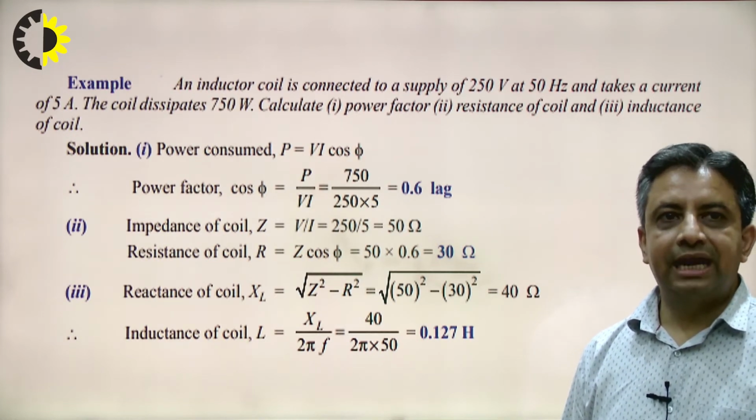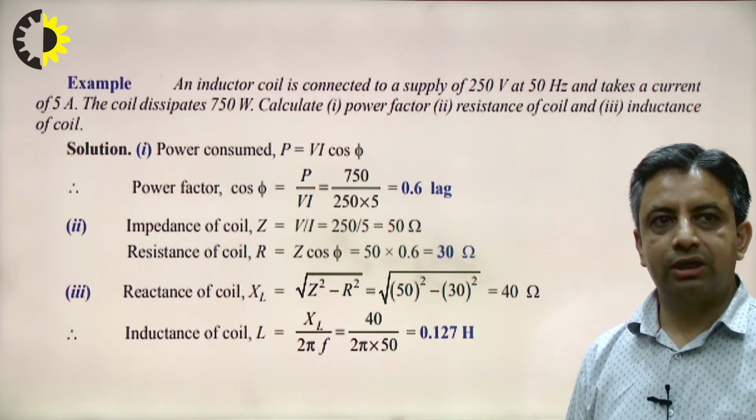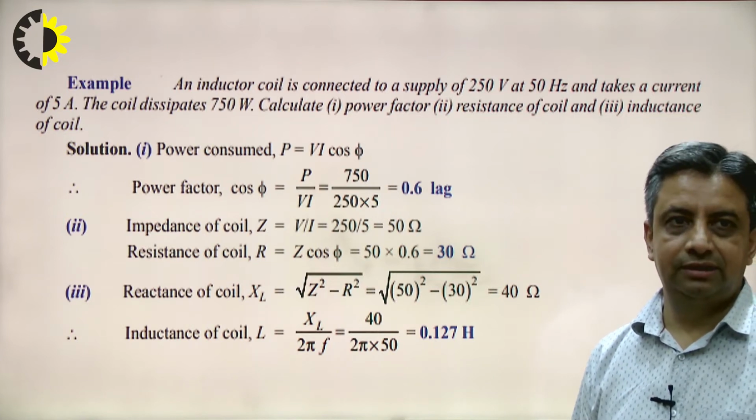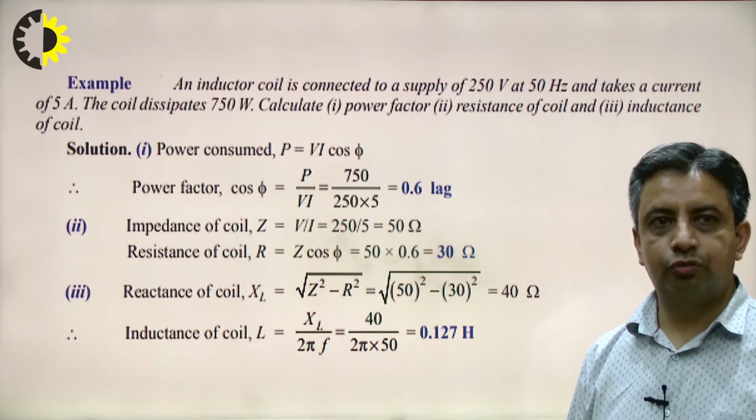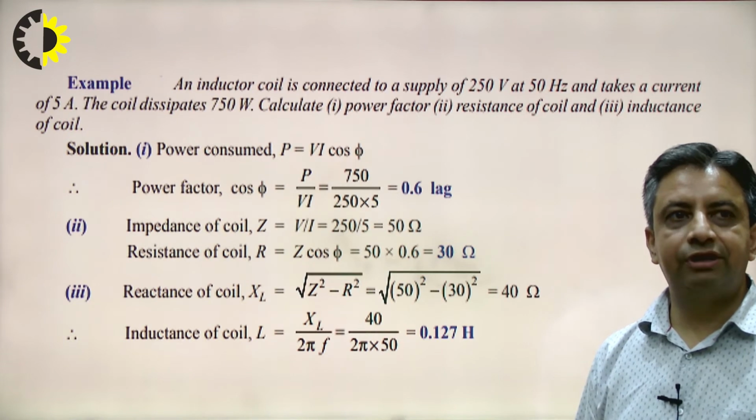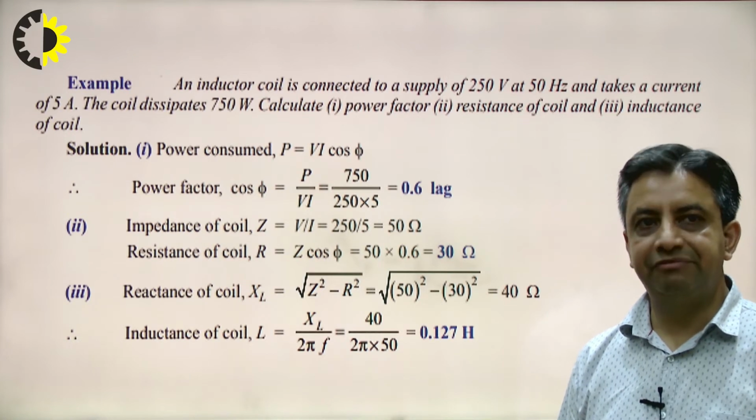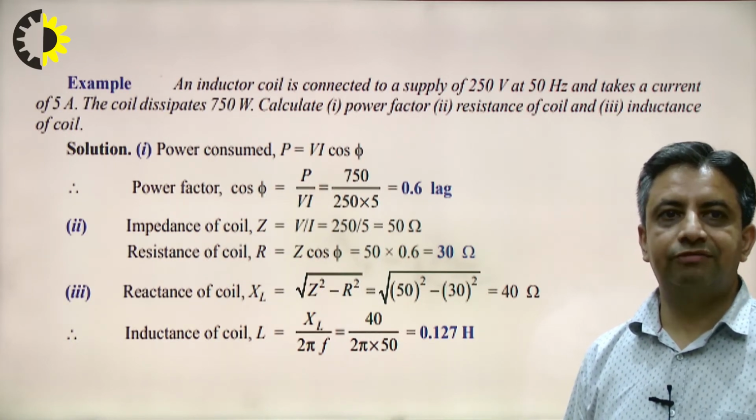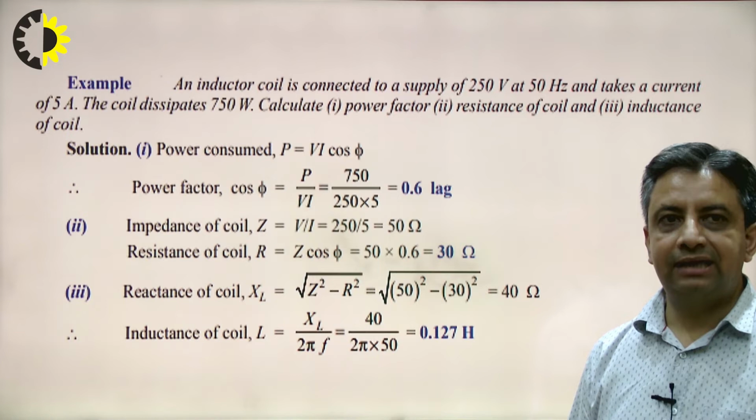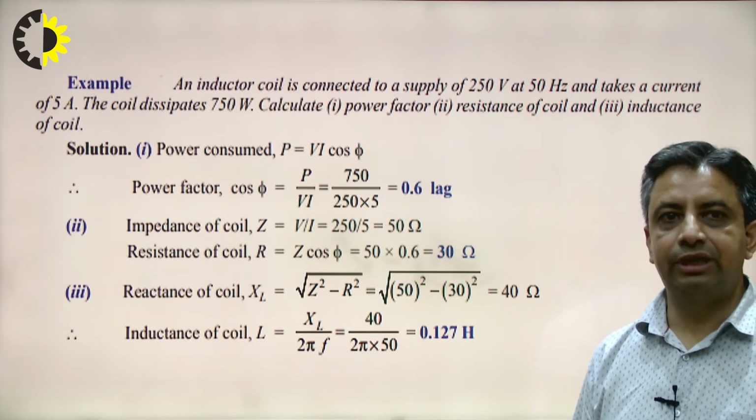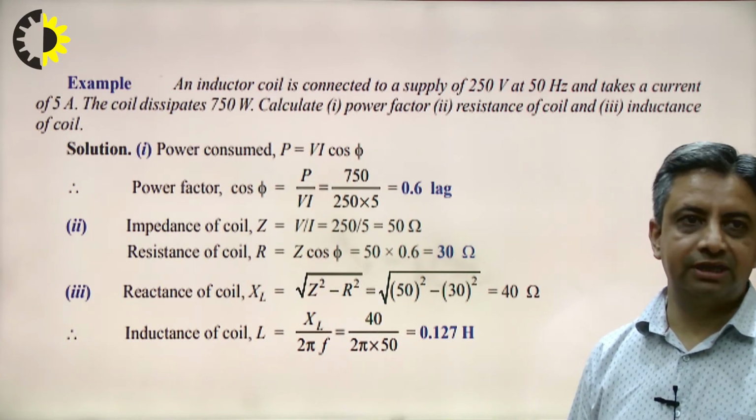Now we know that the formula for power, that is given to us as 750 watt, is VI cos phi. So P we know is 750, voltage is 250 volt, current is again given to us, that is 5 ampere. Using this particular expression, cos phi will be equal to P by VI. So we got the power factor of this circuit as 0.6 lagging. Lagging denotes that the current is lagging the voltage, and the magnitude of the power factor is 0.6.